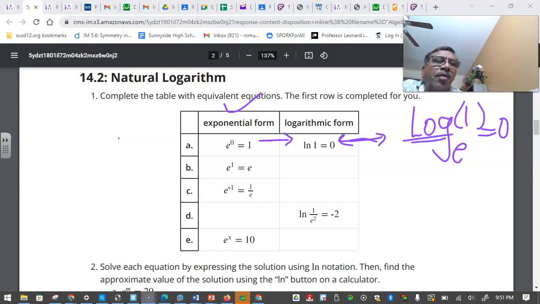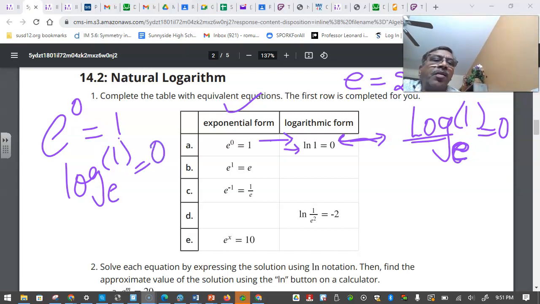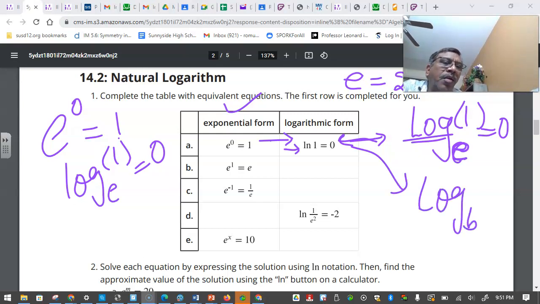Instead of writing log, and this number is a special natural number, which remember is 2.7182. Anything raised to 0 is 1, right? So we can change this and write the logarithm of 1 to the base e equals 0. In other words, it's like a formula: anytime we have a logarithm, no matter what the base is, if the argument is 1, the answer is always going to be 0. So that's kind of a rule, that the logarithm of 1 is always 0.